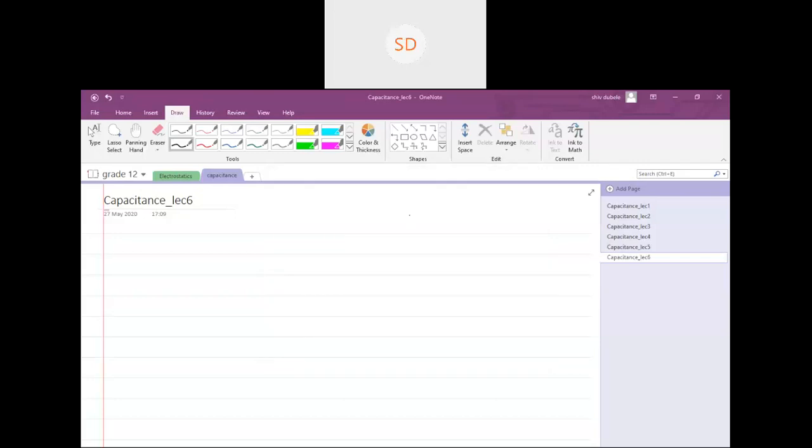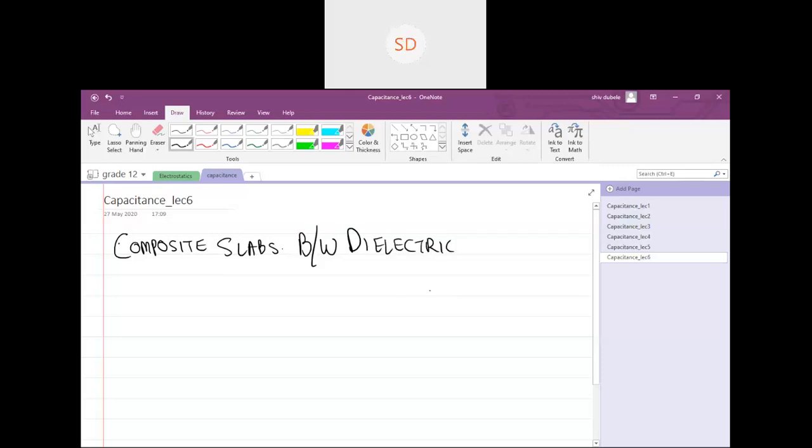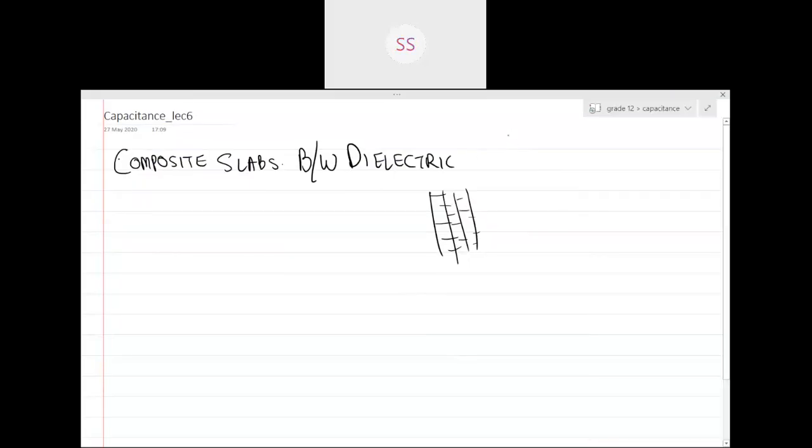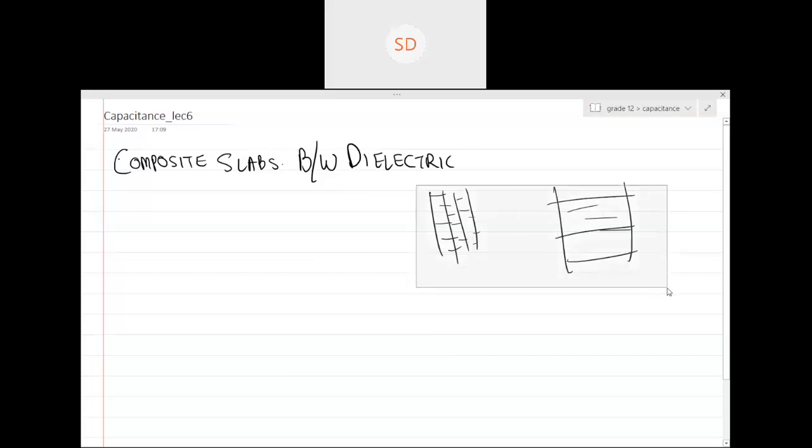Okay. So the question type is basically composite slabs in dielectric. We discussed already that if they are like this, then what kind of connection is this? It was series connection, and when it was like this, then it was parallel connection. We already discussed these two things, right?